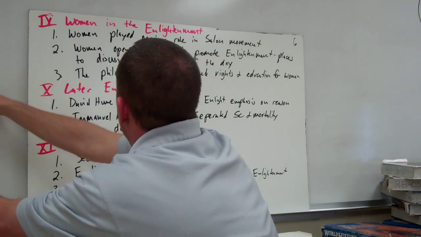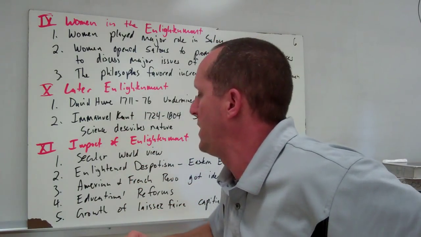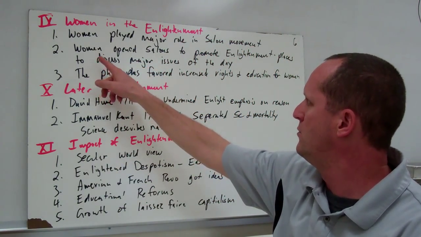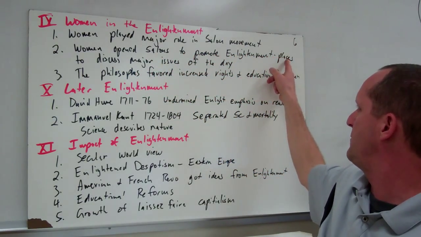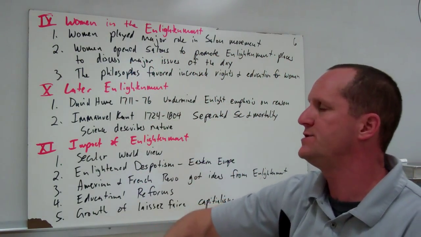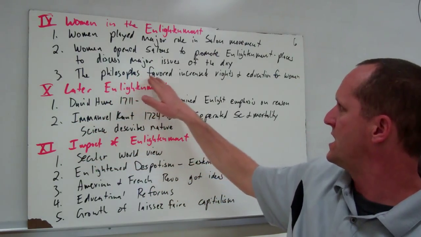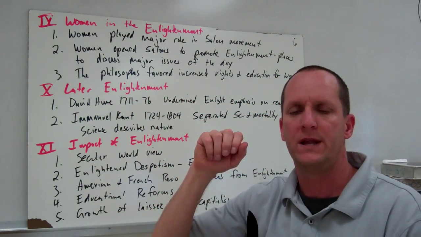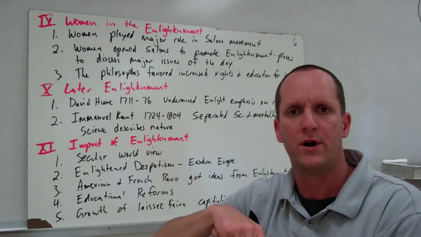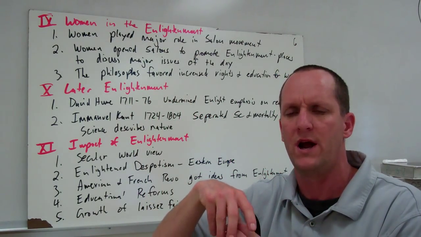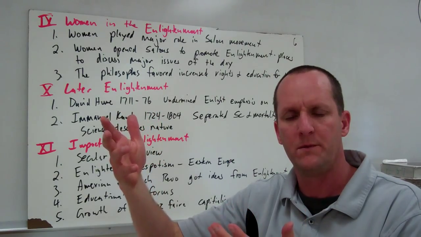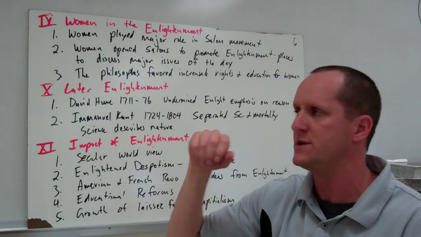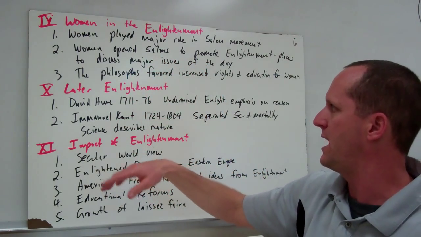Now, women during the Enlightenment, women played a major role in the salon movement. Women opened salons to promote the Enlightenment, places to discuss major issues of the day. The philosophers favored increasing rights and education for women. So the women at this time would open up a shop on the corner, you know, in downtown Paris or wherever, and not only women would go in there, but of course men, these philosophers, and discuss the times, and they would get, you know, quite a bit out of it.